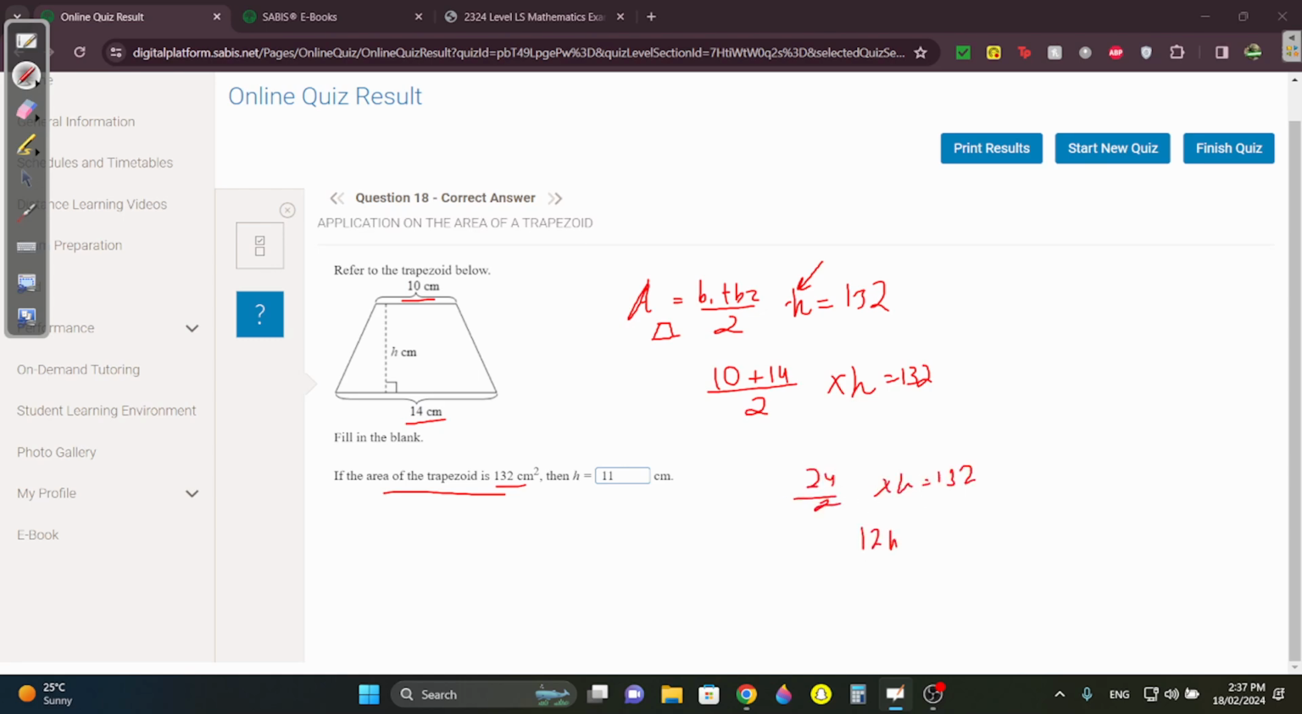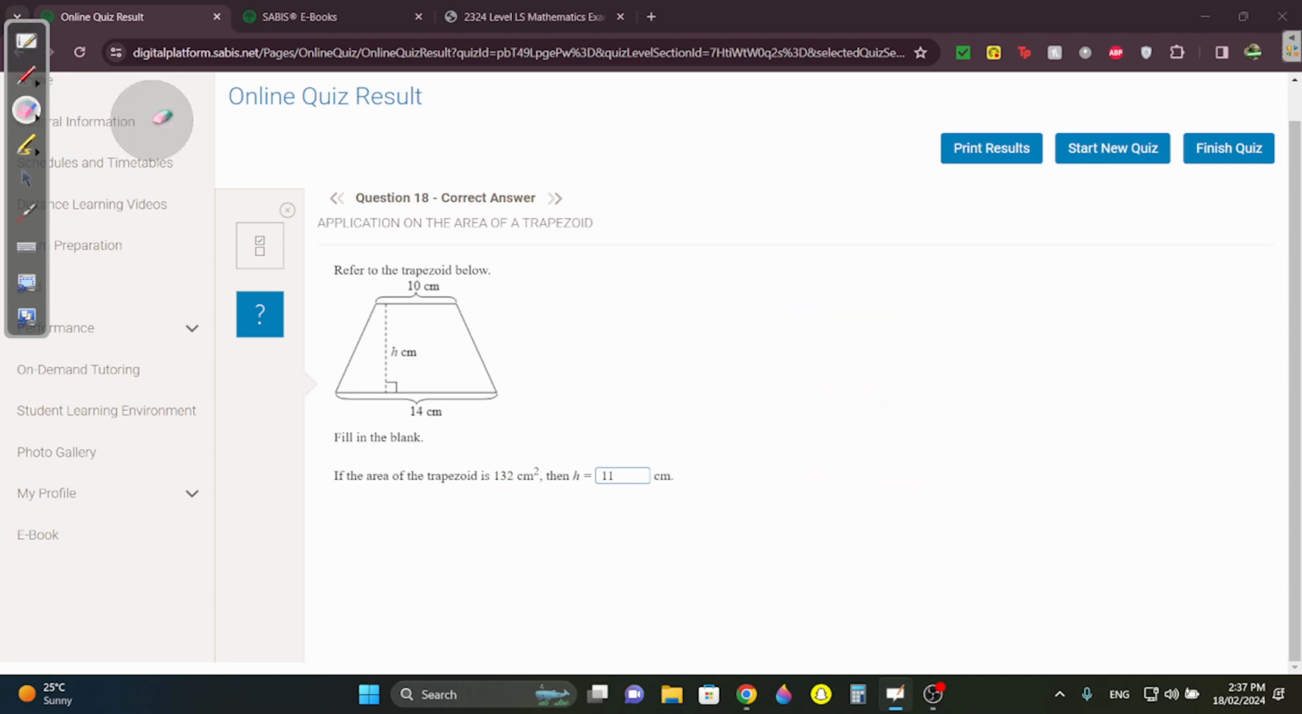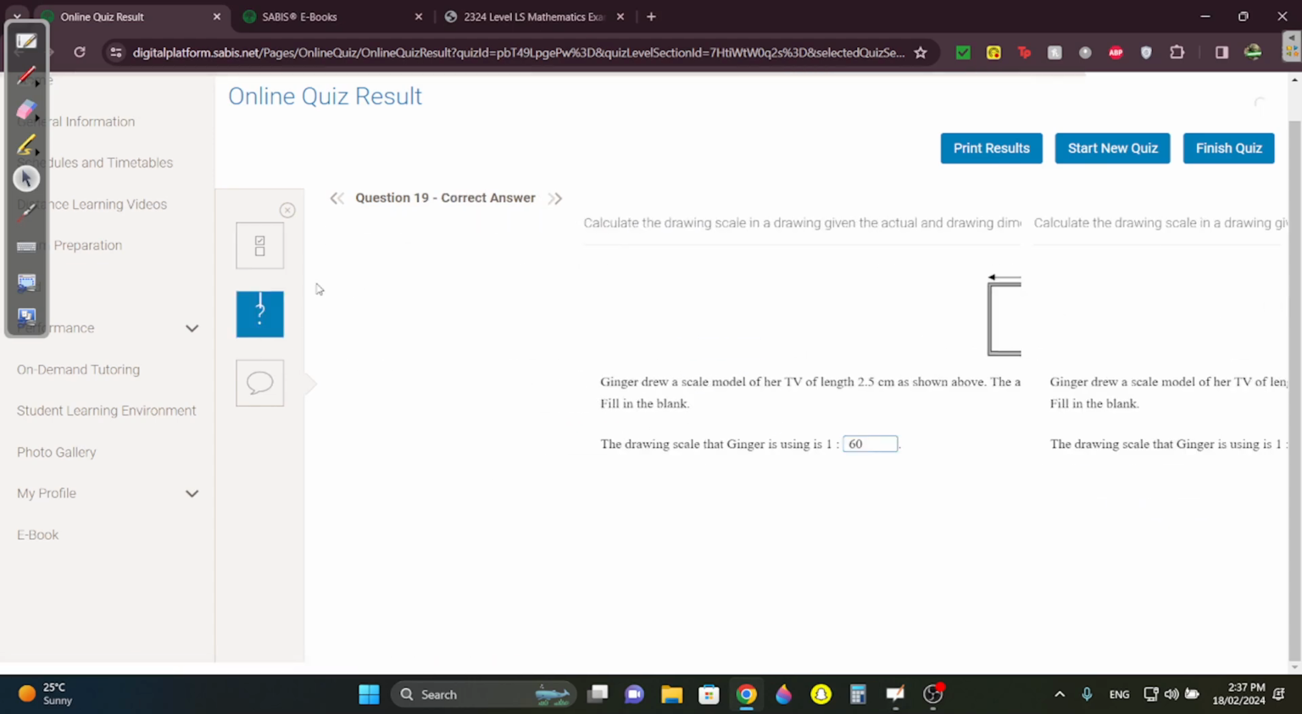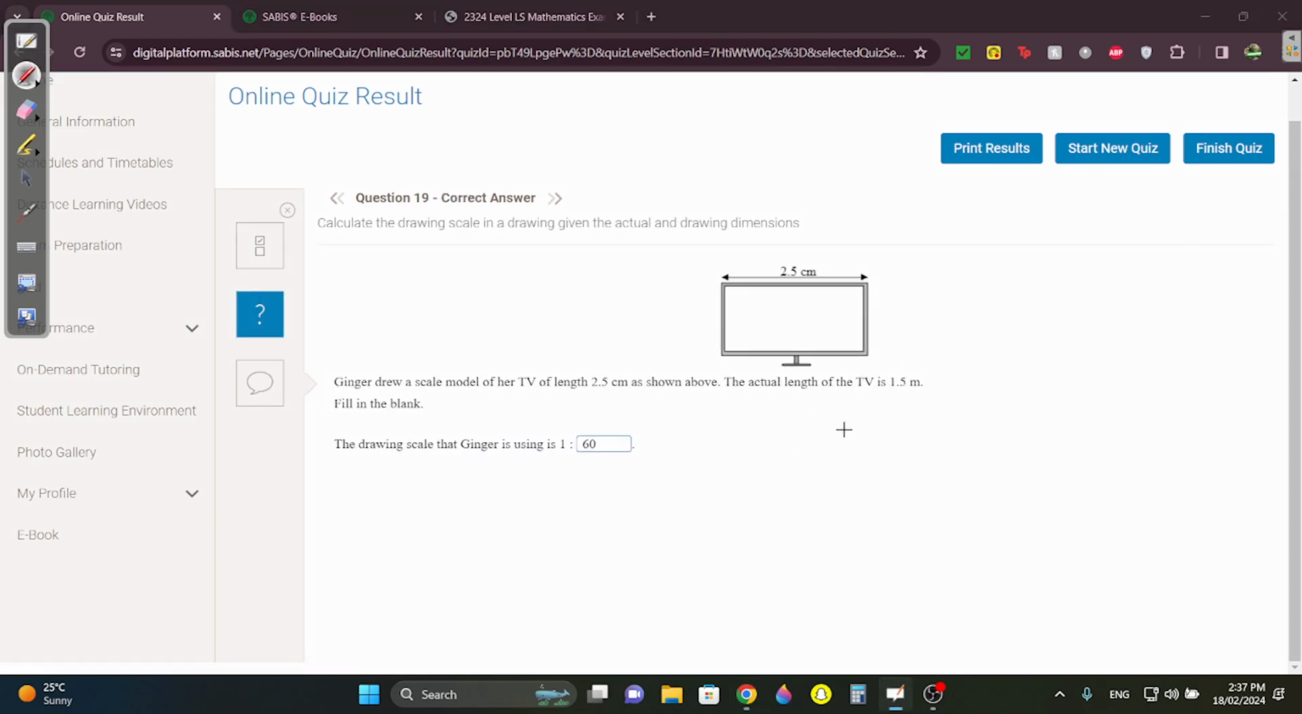You get 12h equals 132. 12, because 24 divided by 2 is 12 times the height, so 12h equals 132. H equals 11. Okay, that's it. 19. Okay, scale drawings.